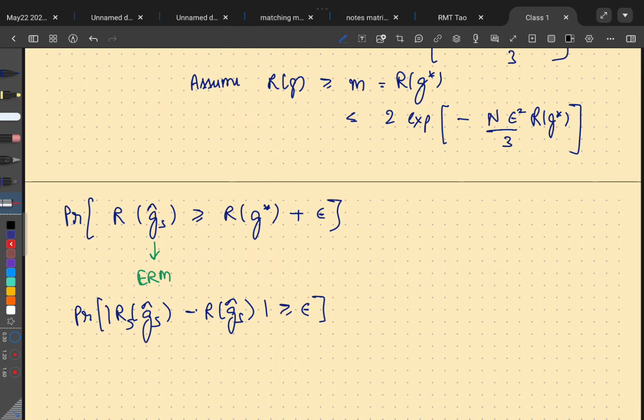GS hat is the approximation, the closest that we can get to G star. So the error that GS hat makes will be higher than G star. That doesn't matter. It's not what I'm trying to get at. RS of G hat should be equal to RS of G star? No, not necessarily. I'm trying to distinguish between GS hat and G.